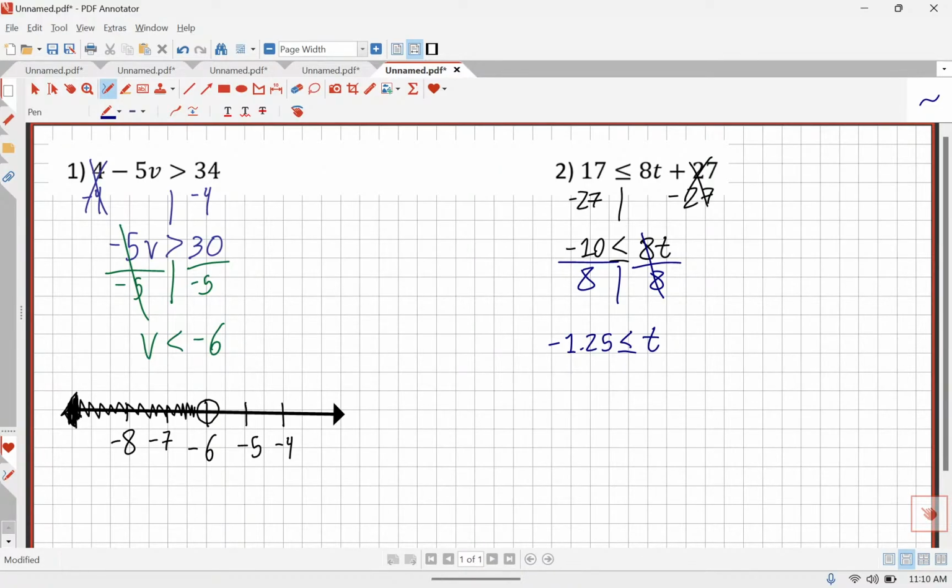Yeah, I divided by a negative, indeed. But when I switch, guys, it's because I divided by a negative. Did I divide both sides by a negative? Yes or no? No, so I don't switch it.